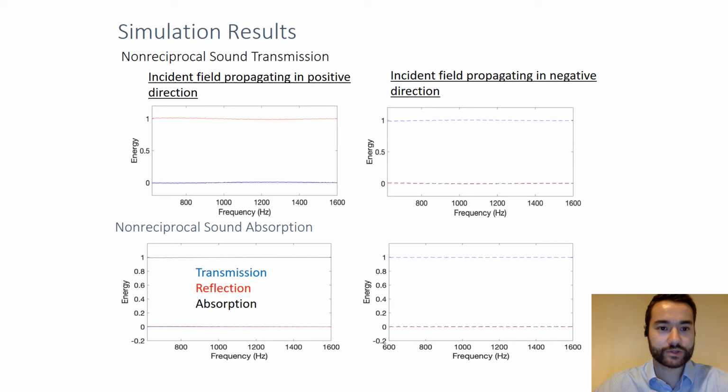So in the non-reciprocal sound transmission case, the single monopole control source is driven to minimize the transmitted wave. When it's subject to a positive travelling incident wave, here you can see the transmitted wave is minimized, which is the objective of this controller. However, there's no constraint on the upstream sections of the duct, hence why you get perfect reflection with zero absorption.